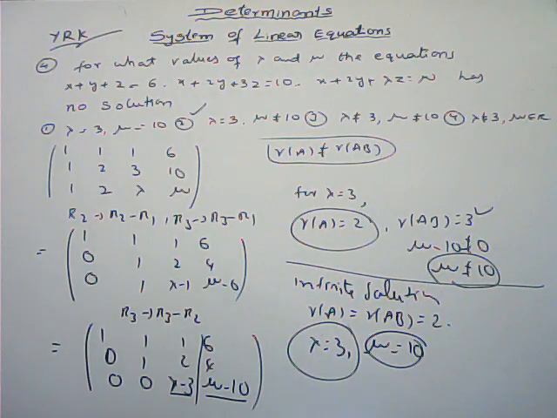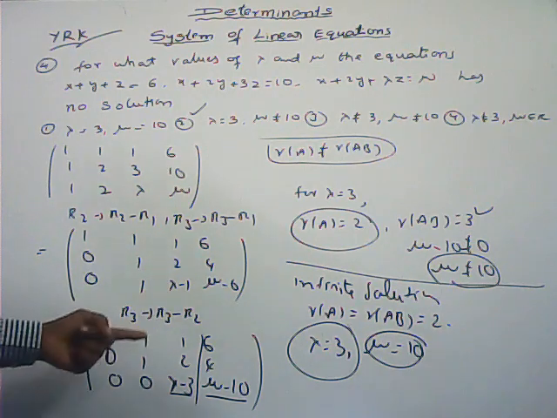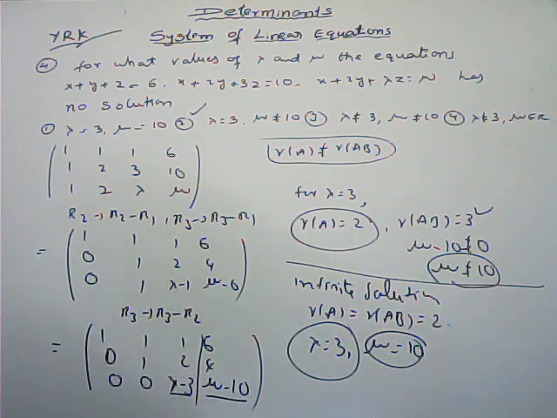Then rank of A is equal to rank of augmented matrix, both are equal to 2. So there exist infinitely many solutions. Whenever they ask infinitely many solutions, last row every element should be equal to 0. That is better one.